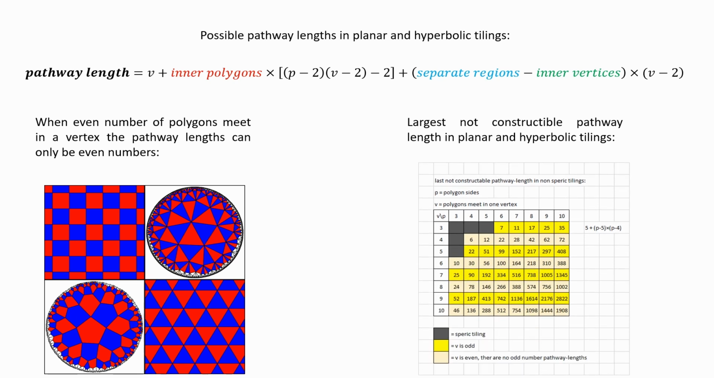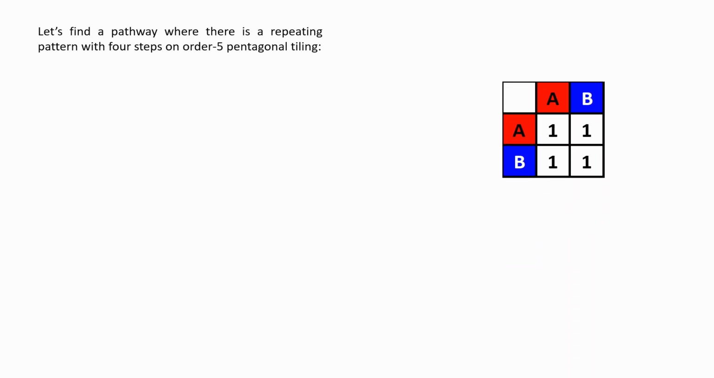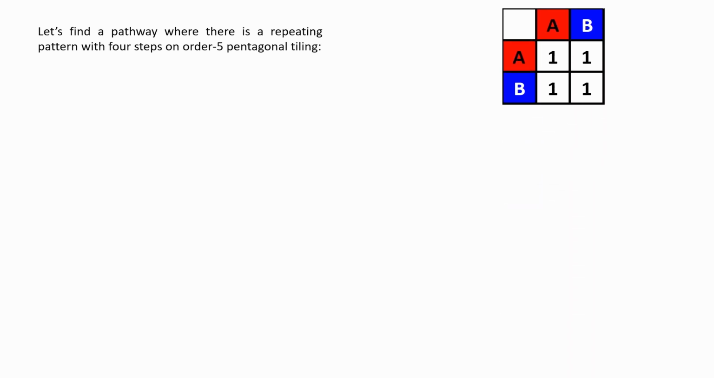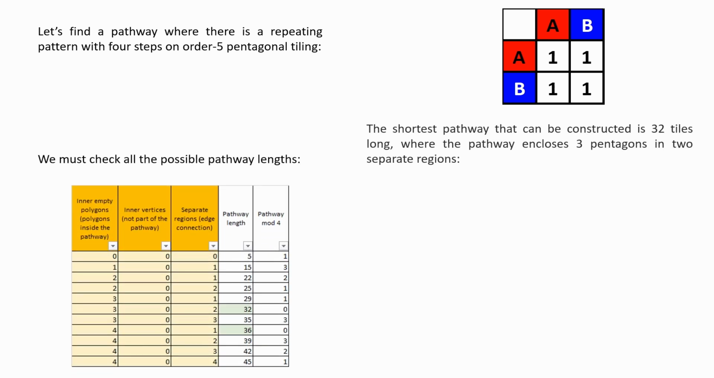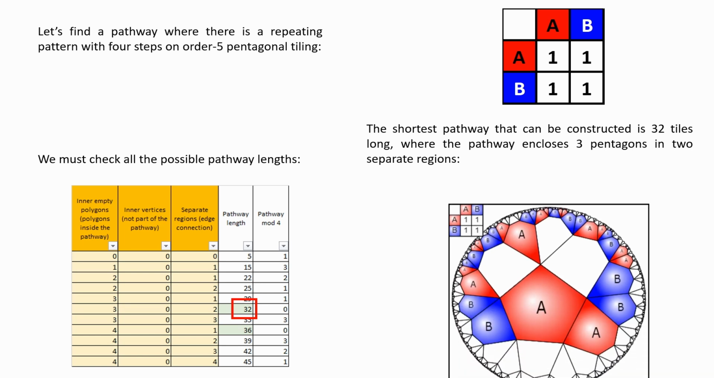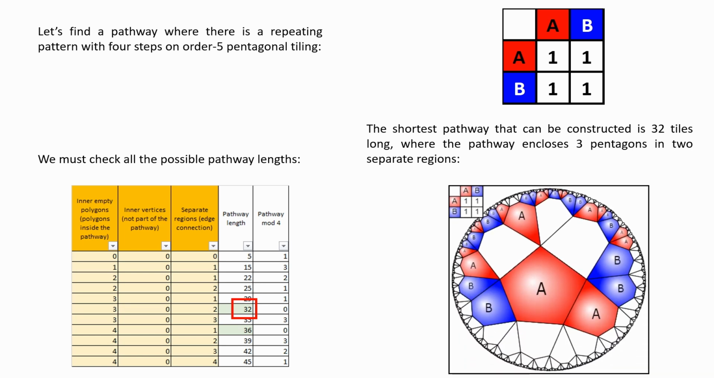Let's find the pathway with a repeating pattern of 4 steps on the order 5 pentagonal tiling. We must check all the possible pathway lengths. The shortest pathway that can be constructed, and whose length is a multiple of 4, is 32 tiles long, where the pathway encloses 3 pentagons in 2 separate regions.